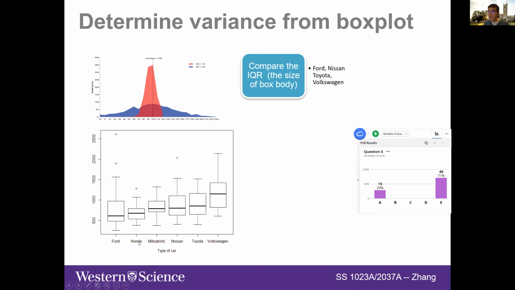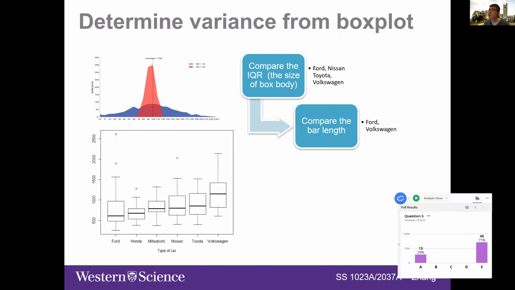And in this case, basically Honda and Mitsubishi will be out. For the remaining companies, we are going to compare their bar length. We can see that Nissan and Toyota have absolutely smaller bar length than Ford and Volkswagen, right? So that's why we filter out those two companies and we go with these two candidates.